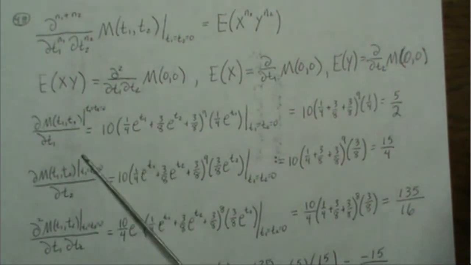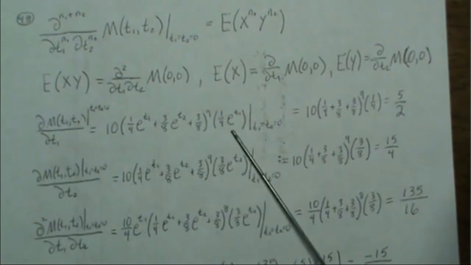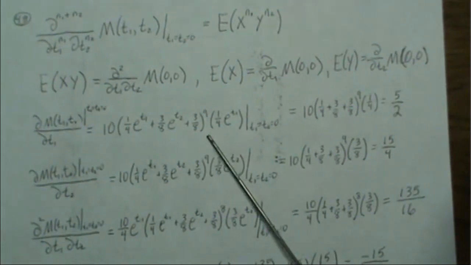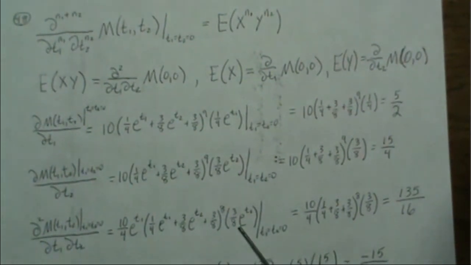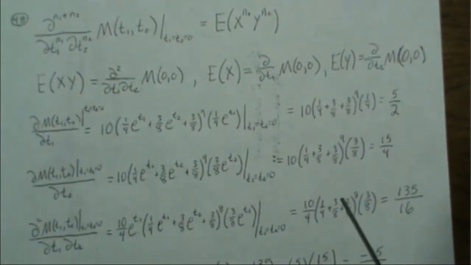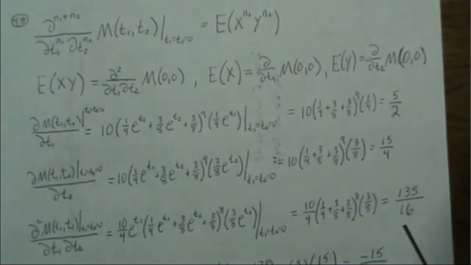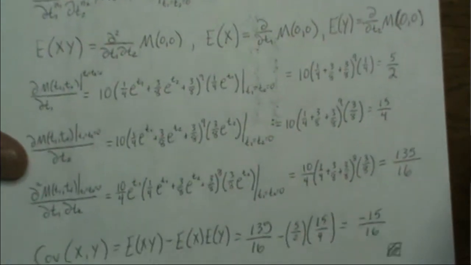So I just borrow this one up here, which is a partial of t1, and then take the partial of t2, and you get this. Evaluated at t1 equal to t2 equal to 0, we get this, and it's nice that that equals 1 again. And then you get 135 over 16.